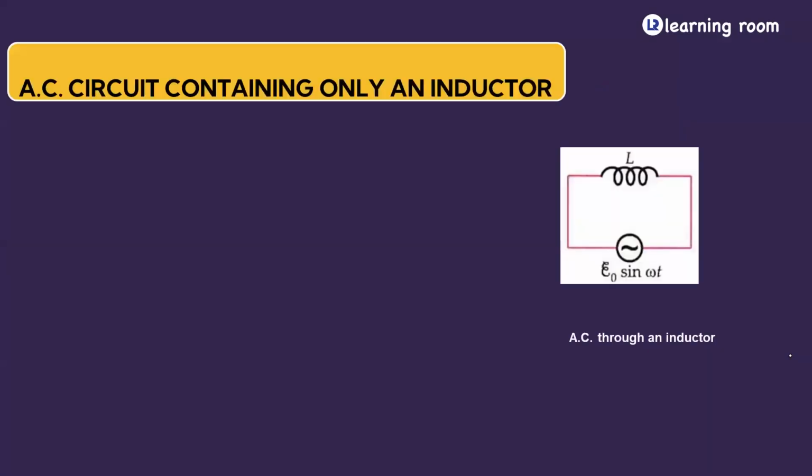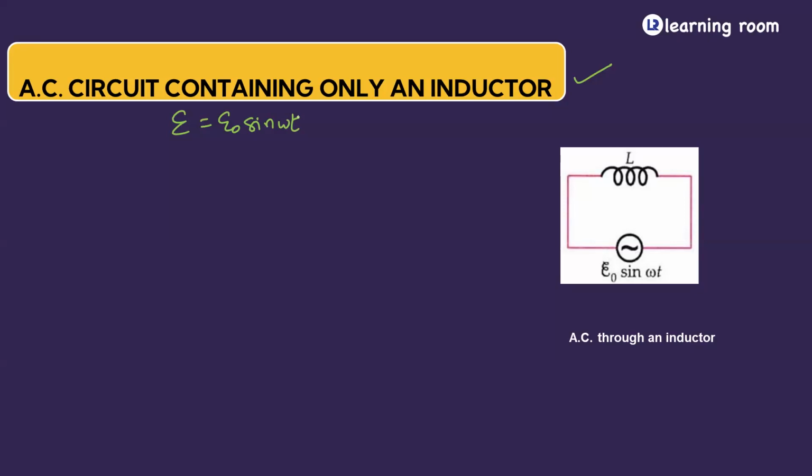So we'll discuss an AC source connected across an inductor. E is equal to E naught sin omega t is going to be the input again. But the question is, we need to find the value of current. So how to do this?